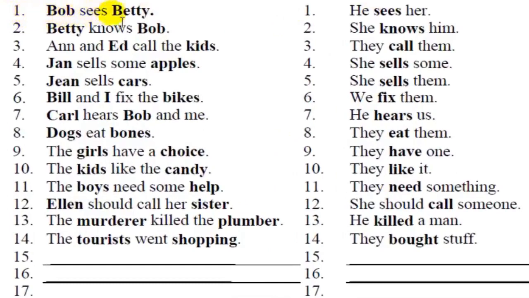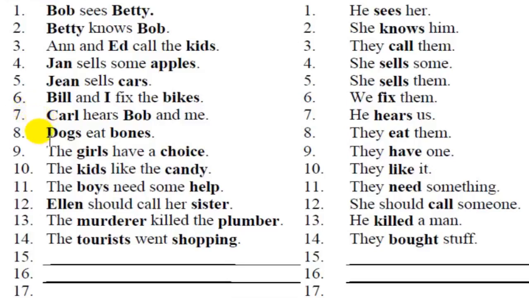1. Bob sees Betty. He sees her. 2. Betty knows Bob. She knows him. 3. Ann and Ed call the kids. They call them. 4. Jan sells some apples. She sells some. 5. Jean sells cars. She sells them. 6. Bill and I fix the bikes. We fix them.